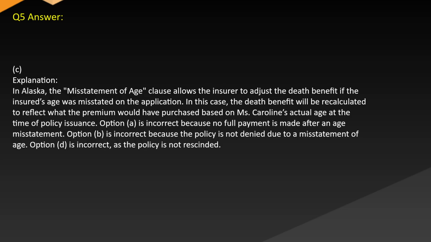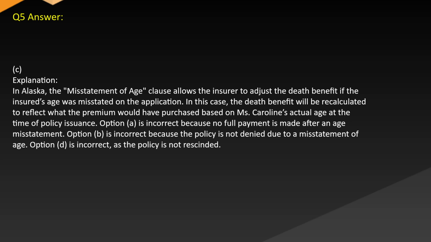Answer C. Explanation. In Alaska, the misstatement of age clause allows the insurer to adjust the death benefit if the insured's age was misstated on the application. In this case, the death benefit will be recalculated to reflect what the premium would have purchased based on Ms. Caroline's actual age at the time of policy issuance.